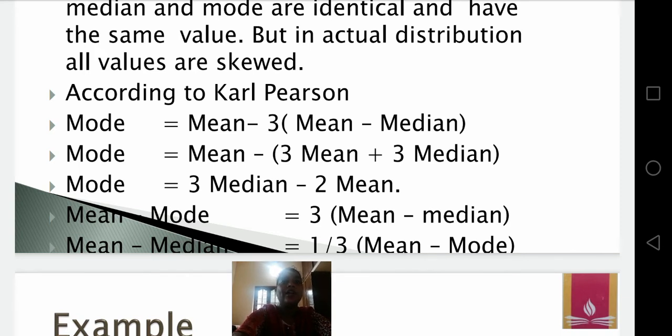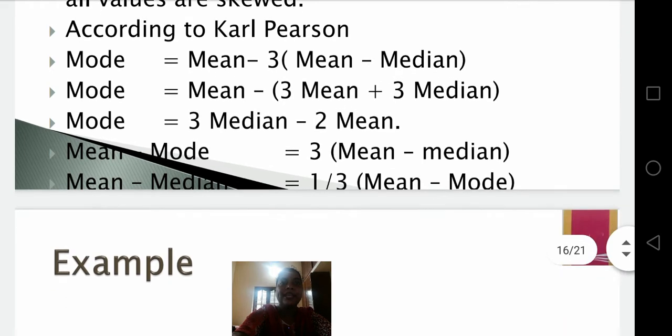You know how we got it? Because mode is equal to mean minus 3 mean plus 3 median. You bring the mean back. So 3 median minus 3 mean plus mean. That means minus 2 mean. So we get it that way.